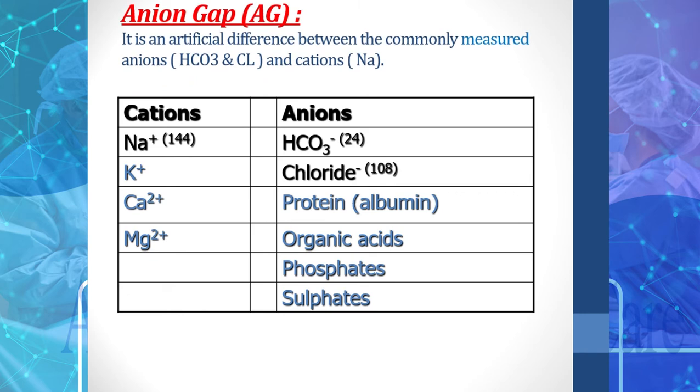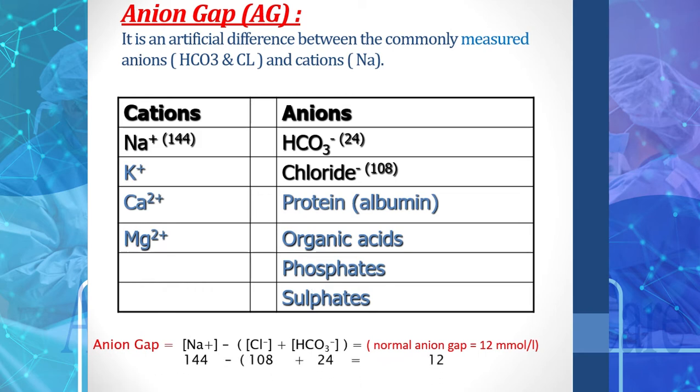Again, this is the concept of the anion gap. I wanted it to be clear in your mind. We said it is an artificial difference between the commonly measured anions and cations, but actually in the body there is no difference, and electroneutrality should be maintained all the time. The cations: sodium, potassium, calcium, magnesium. The anions: the HCO3, the chloride, the protein, this is the most important one, and organic acids, phosphate and sulfate.